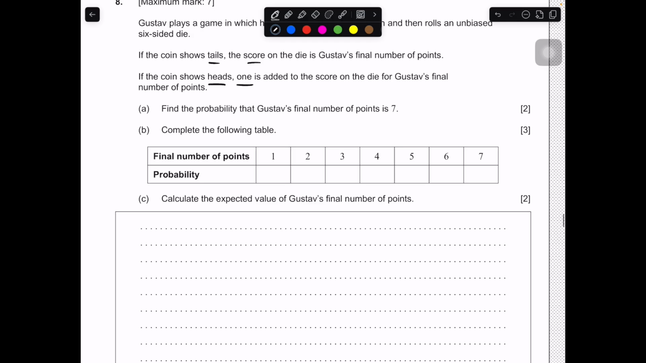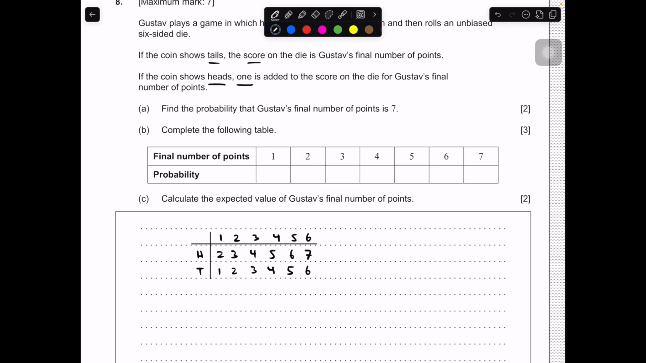Let's actually draw a table for this. So let's go ahead and represent the sample space here. He can get a 1, a 2, a 3, a 4, a 5, or a 6, and he can also get a heads or a tails. If it's a tails, the score is just the number on the die. So if it's a tails, he gets a 1, 2, 3, 4, 5, or 6. But if it's a heads, then 1 is added to the point. So if he gets, for example, a heads and a 1, then the score that he records is a 2. And same if he rolls, for example, a 2: 1 is added to it, and he would have a 3, and so on.